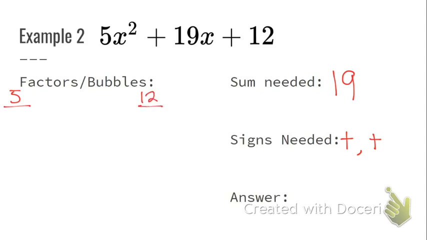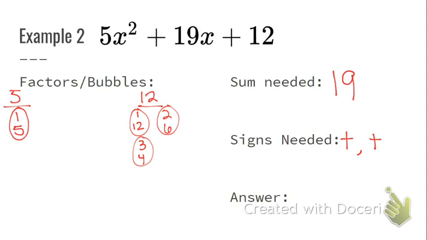For 5, that's pretty easy. It's just going to be 1 and 5. That's our only option. For 12, we've got a few different bubbles. We could have 1 and 12. We could have 2 and 6. We could have 3 and 4. So we're going to have to figure out which of these bubbles is going to work out with 1 and 5 in order to get our sum of 19.